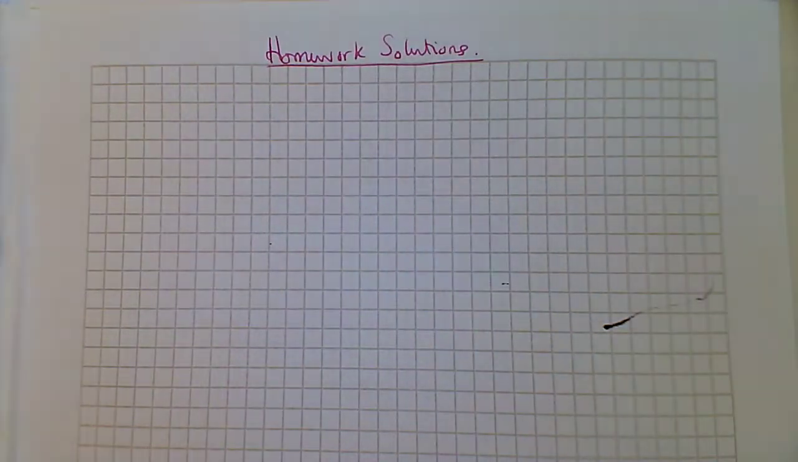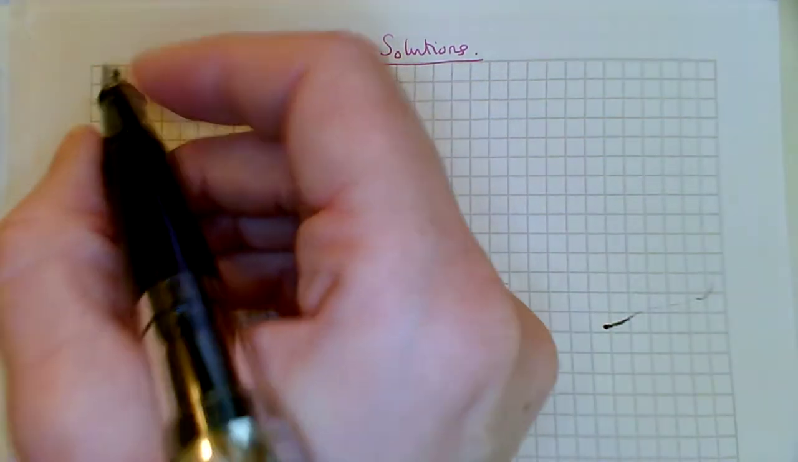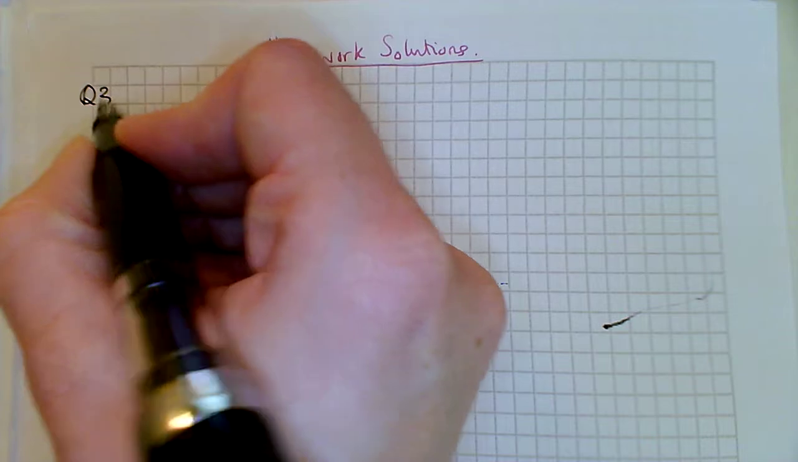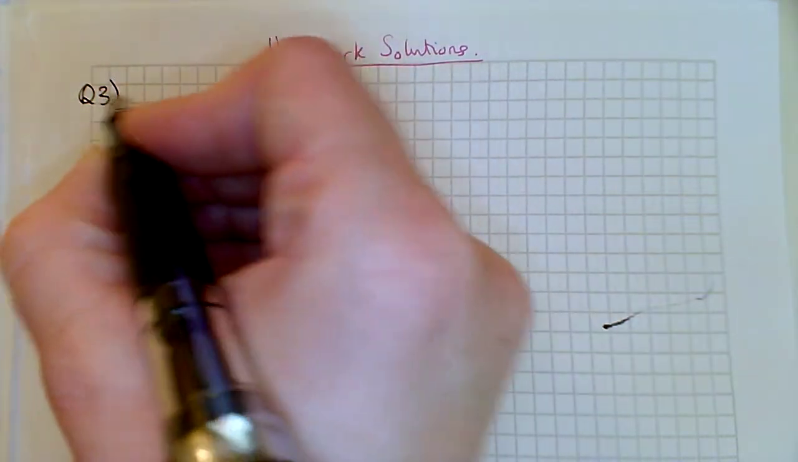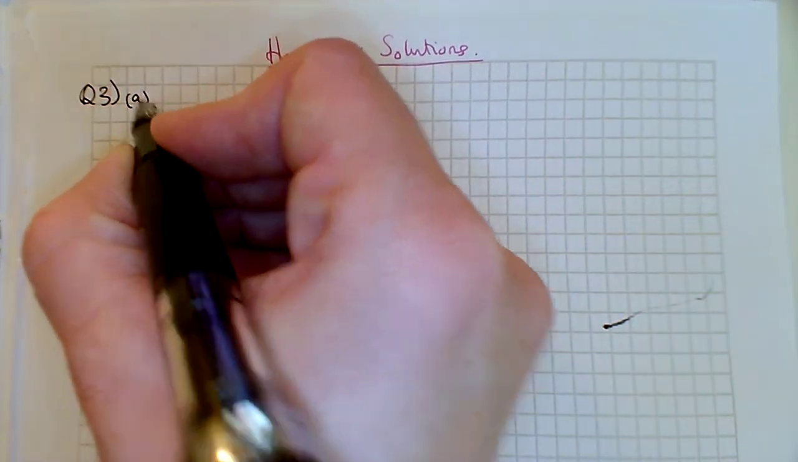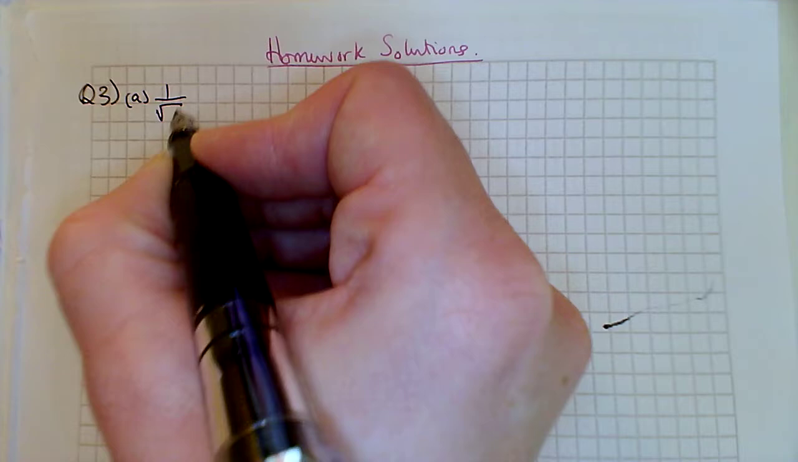Good morning. I'm going to go through the solutions to the homework that you had yesterday. So the first question, question 3, talked about rationalizing the denominator. We had done this in class and hopefully you were able to follow along.